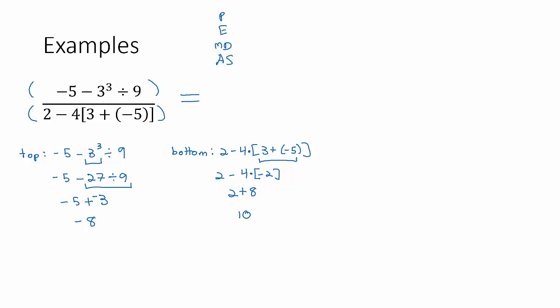So our fraction, the top simplified to negative 8, the bottom or the denominator simplified to 10. And we can reduce that fraction. Dividing by 2 gives us negative 4/5 for our final solution.